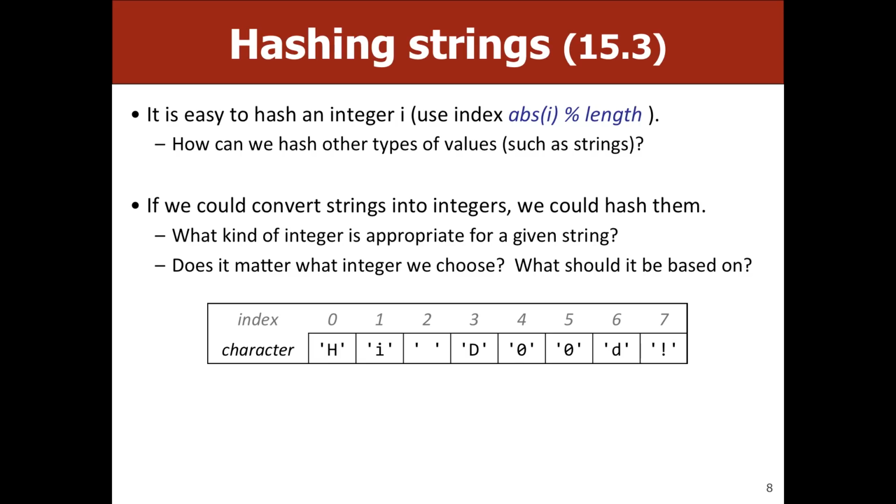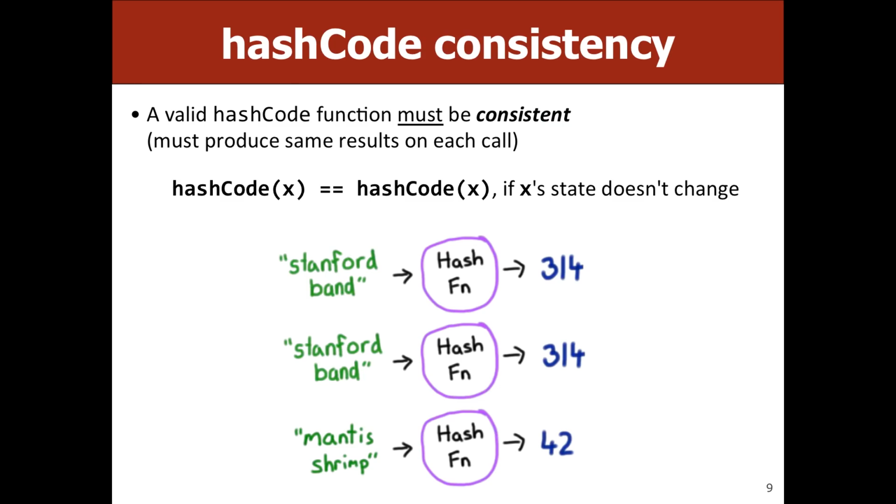So let's talk about what makes a good hash function, and then we can try to think of some good hash functions for strings. The most important property of a hash code is that it has to be consistent. So if you have two things that are the same, they need to have the same hash value, right? So why do you think that is?